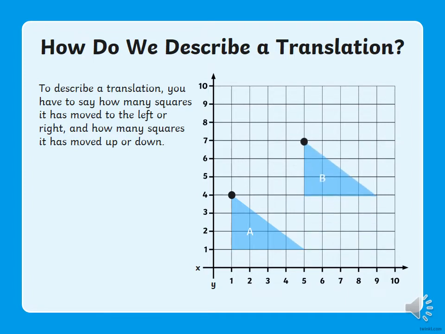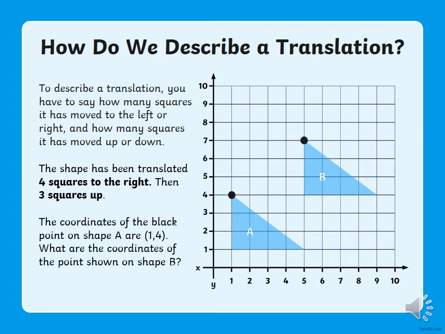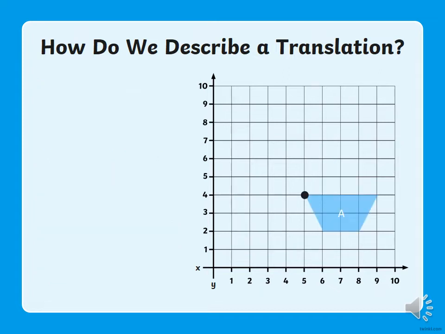So you see, it's got a pin over there. So you pinpoint a corner you want to drag or move it by. The shape has been translated 4 squares to the right, then 3 squares up. The coordinates of the black point on shape A are 1, 4. What are the coordinates of the point shown on B? 5, 7. So, how do we describe a translation?